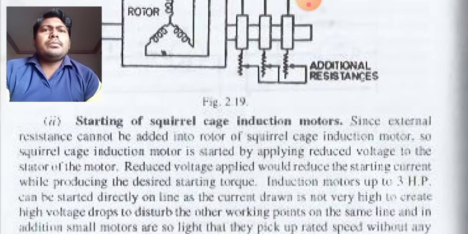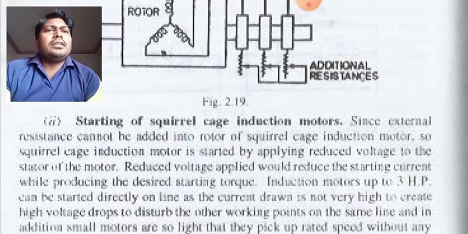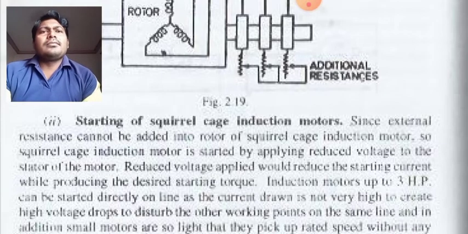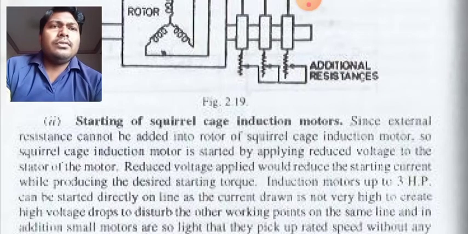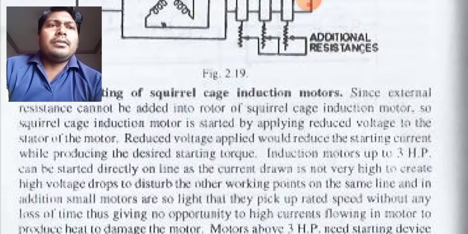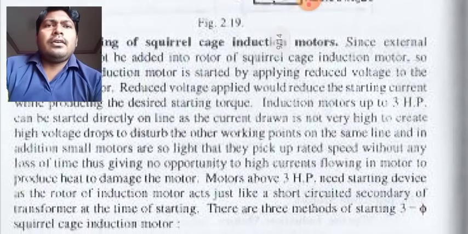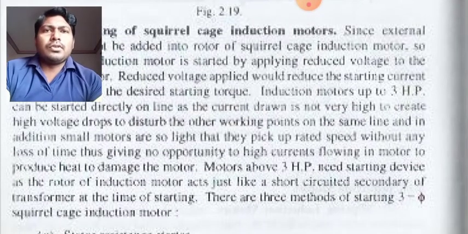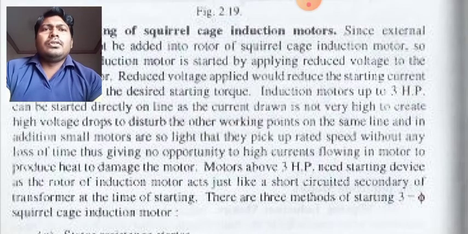Induction motors up to 3 HP can be started directly on line, as the current drawn is not very high to create a high voltage drop that would disturb the other working points on the same line. In addition, small motors are so light that they pick up rated speed without any loss of time, so there is no opportunity for high current to flow in the motor and produce heat that could damage it.